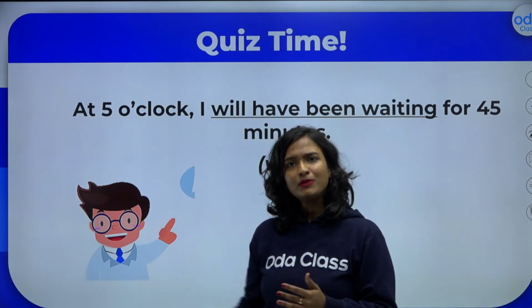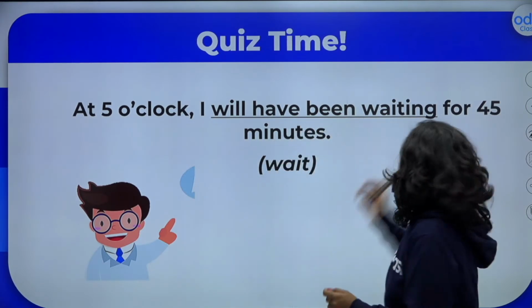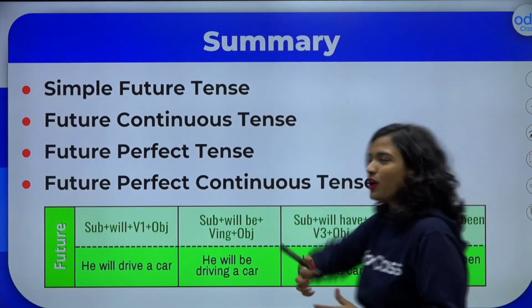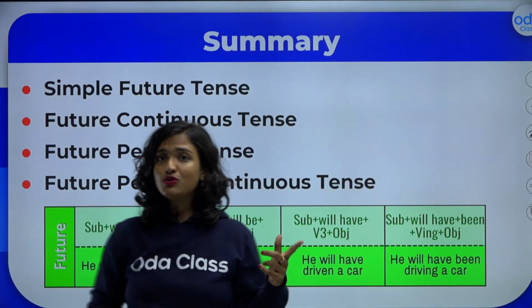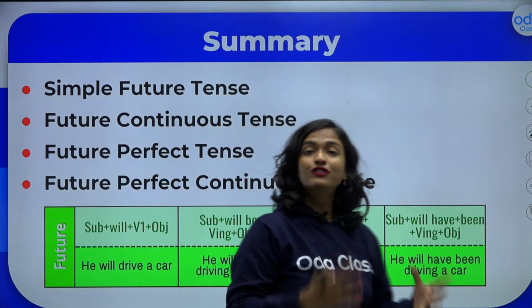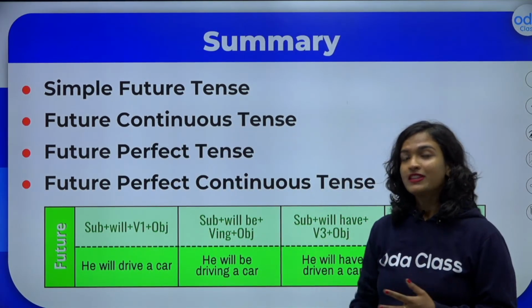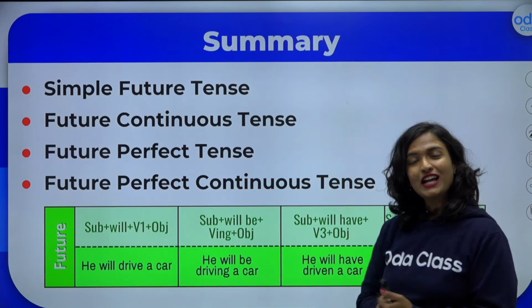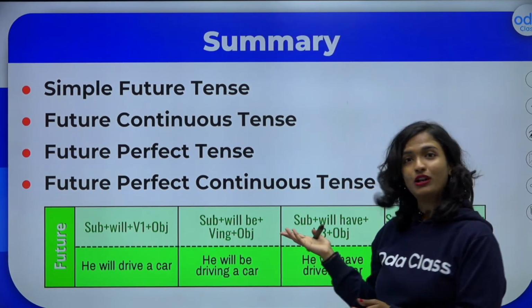Students, I hope this is all clear to you. Let's quickly summarize all that we have learned today. We learned about 4 types of the future tense: simple future, future continuous, future perfect, and future perfect continuous. Students, here is a table that will help you with the formulas for all of them.